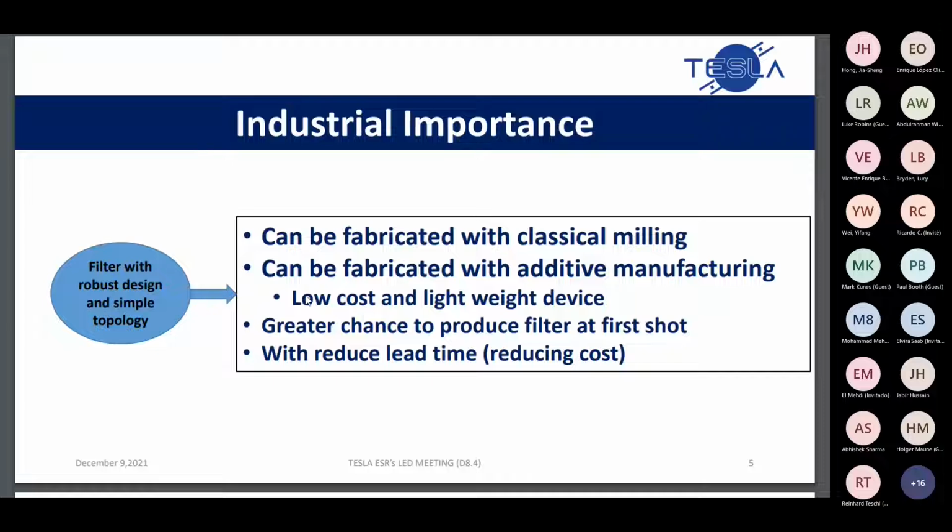And if a filter or a device has more fabrication yield, there are more chances to produce a filter at first shot, in order to save some time and also to reduce the fabrication cost. And with a simple topology, it will take less lead time, so it will also reduce the fabrication cost.